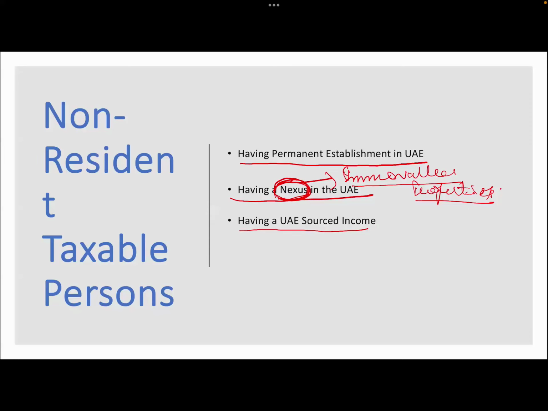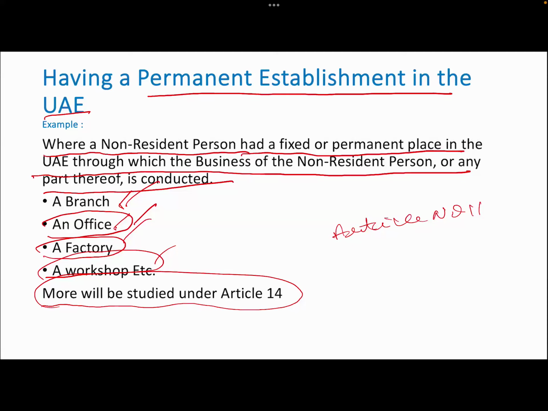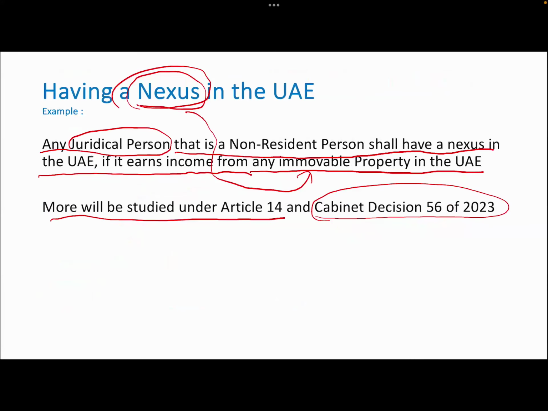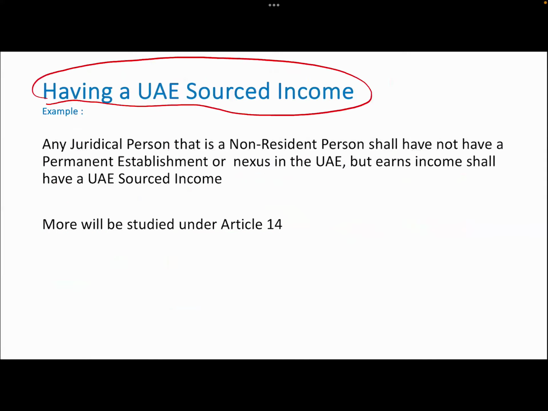Who are the three people? Non-resident taxable persons. One is any company, a non-resident person having a permanent establishment in the UAE, which is taxed. Second, having a nexus in the UAE. When you see the term nexus, immediately remember it is an immovable property. The third thing is the UAE sourced income.